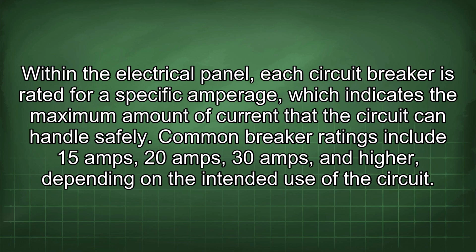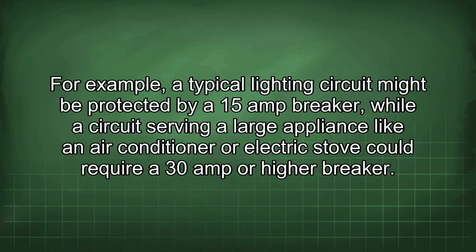Within the electrical panel, each circuit breaker is rated for specific amperage, which indicates the maximum amount of current that the circuit can handle safely. Common breaker ratings include 15 amps, 20 amps, 30 amps, and higher, depending on the intended use of the circuit. For example, a typical lighting circuit might be protected by a 15-amp breaker, while a circuit serving a large appliance like an air conditioner or an electric stove could require a 30-amp or higher breaker.